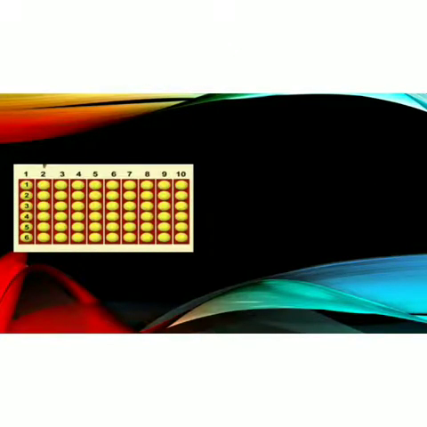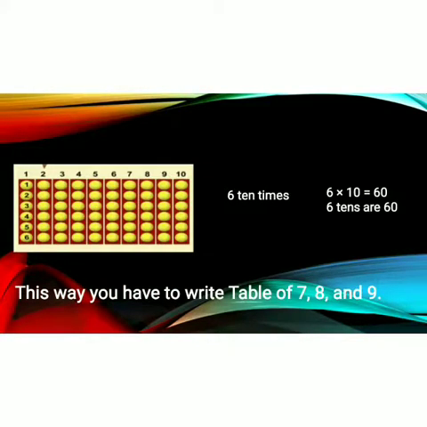Here we are taking 6 balls 10 times. 6 multiplied by 10 is equal to 60. 6 tens are 60. This way, children, we have written the 6 times table. And this way, you have to write the tables of 7, 8 and 9.